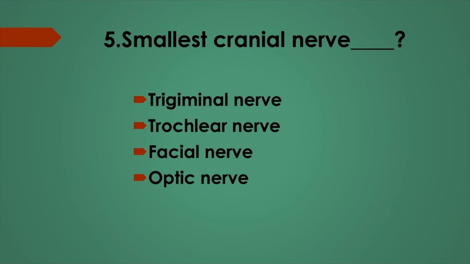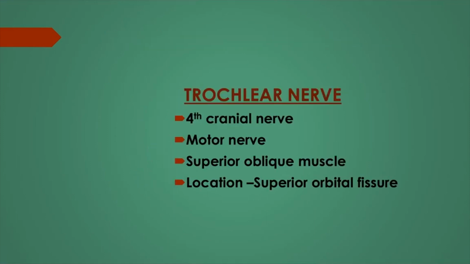Fifth question. Smallest cranial nerve. Option A, trigeminal nerve. Option B, trochlear nerve. Option C, facial nerve. Option D, optic nerve. Answer option B, trochlear nerve. Trochlear nerve. It is the fourth cranial nerve, a motor nerve. It supplies the superior oblique muscle, located at the superior orbital fissure.